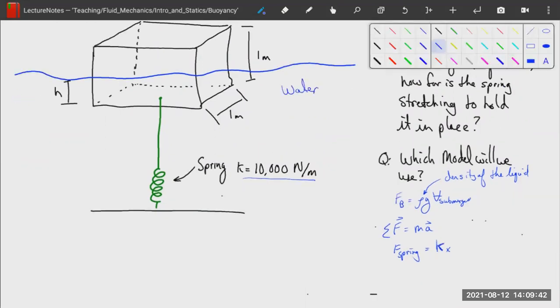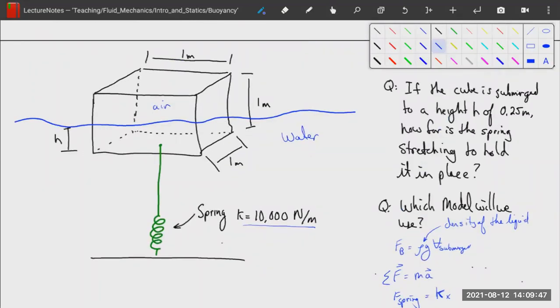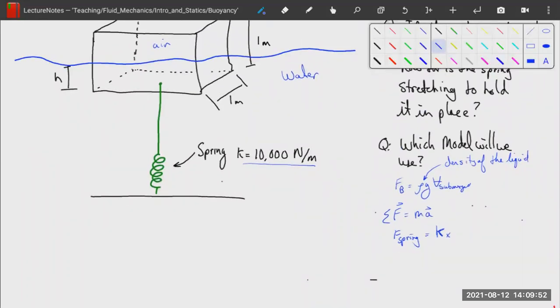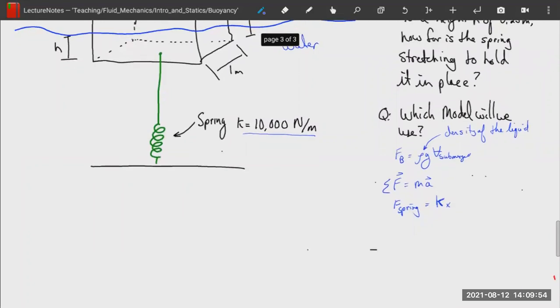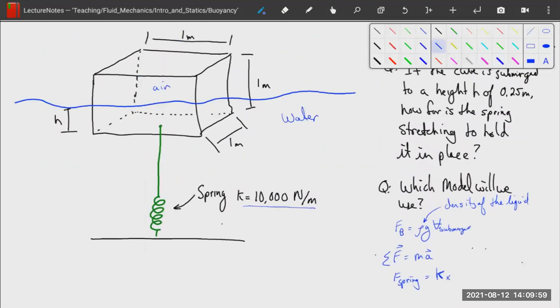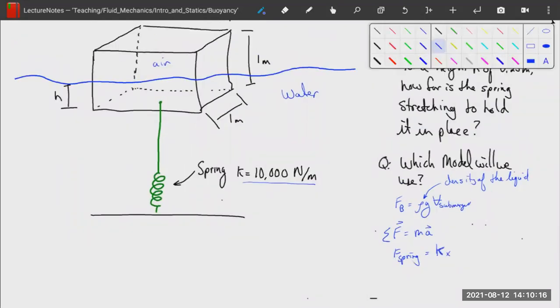This is water over here. We assume our box is empty, so this is air inside. And our box does not have any weight because it was not given. So cool. So we're going to start with our free body diagram. What are we going to pick for our free body diagram? We are going to pick our spring. Nah, we're going to pick our box. Let's pick our box as our free body diagram.